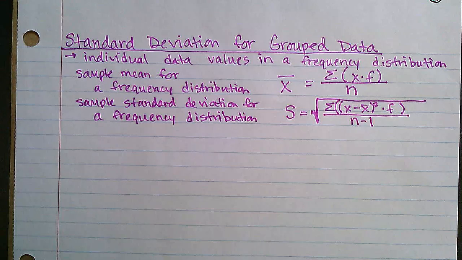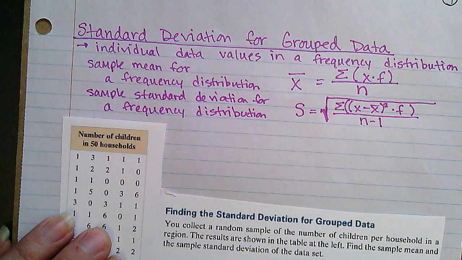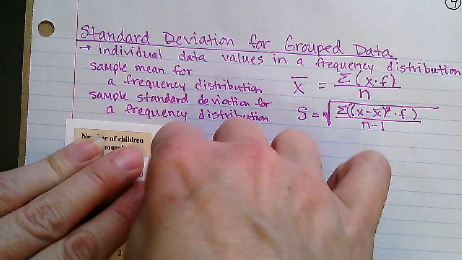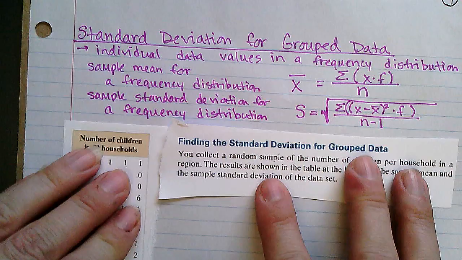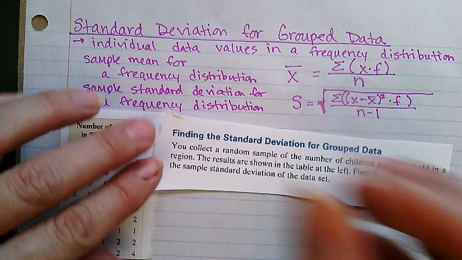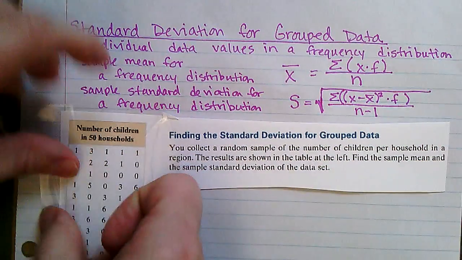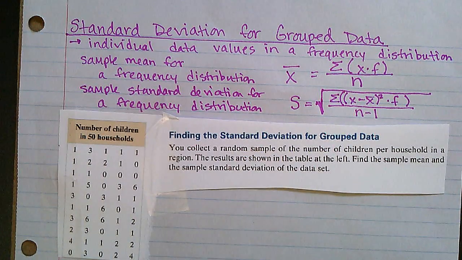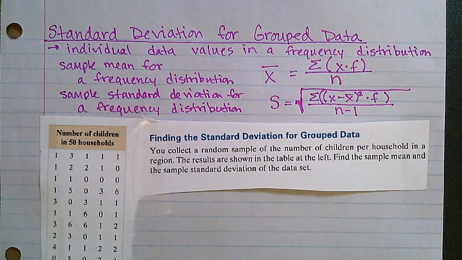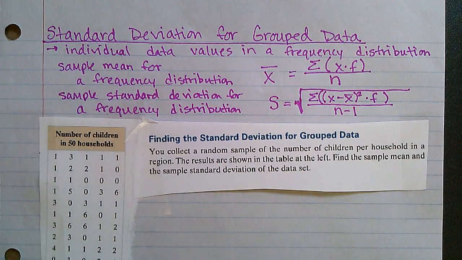So we have an example for that. It's the number of children per household in a region. I think I'm going to rip that off and scoot it up, because I feel like I'm going to need more room there. Okay. You collect a random sample of the number of children per household in a region. The results are shown in the table at the left. Find the sample mean and the sample standard deviation of the data set.